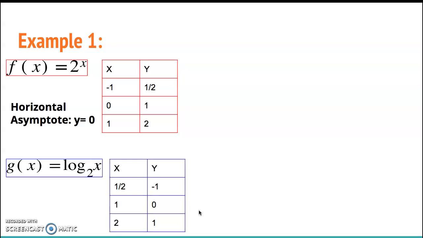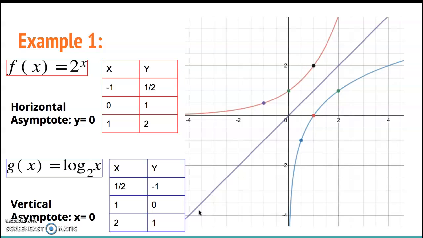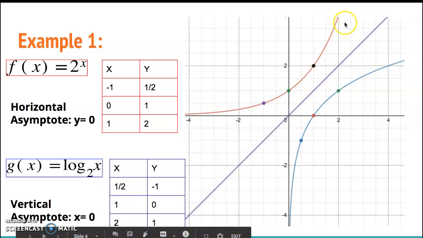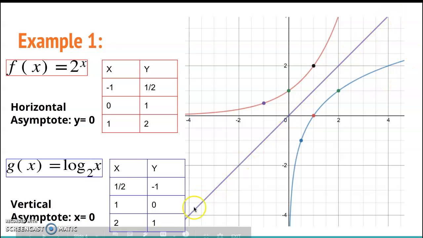So interchanging our x's and y's will get us these 3 new ordered pairs: 1/2, -1; 1, 0; and 2, 1. And if we have to switch our x's and y's for domain and range, that also applies to your asymptotes. So if you have an asymptote at y equals 0 for your exponential function, then your logarithmic function has a vertical asymptote at x equals 0. And if we look at this graphically by graphing these 3 key points, in red here you can see your 2 to the x graph, and in blue you can see your logarithmic function graph, and in purple we have the line y equals x, because, recalling from inverse functions, there is a symmetry across the line y equals x, or a reflection.